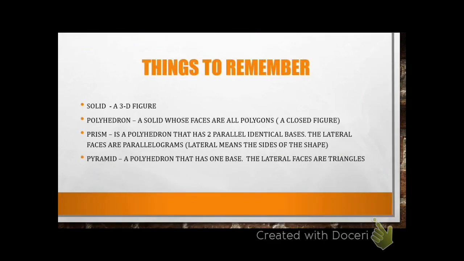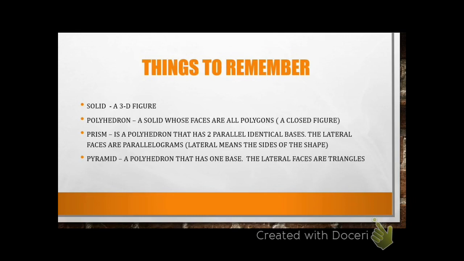As always, there's a few things I want you to remember. Number one, a solid is a 3D figure. That means it has three dimensions to it. It has depth, height, width, length. It has three total dimensions. A polyhedron is a solid or a 3D figure whose faces are all polygons. And a polygon is just a closed figure.